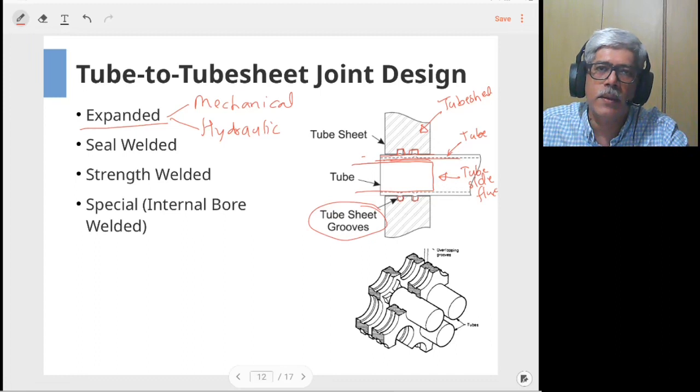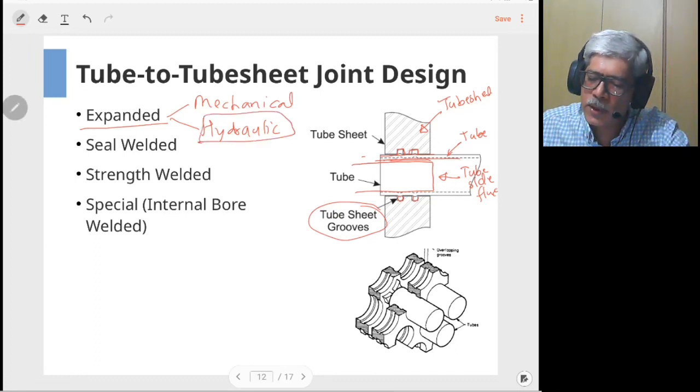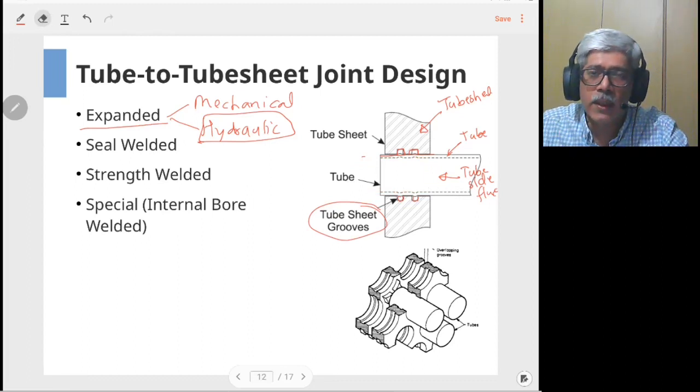If you require more control, use the hydraulic expansion process, in which case the expansion force is applied by using a properly calibrated hydraulic pressure. Both these cases are typically used for low pressure applications, where the chances of leakage can be avoided by this mechanical sealing.